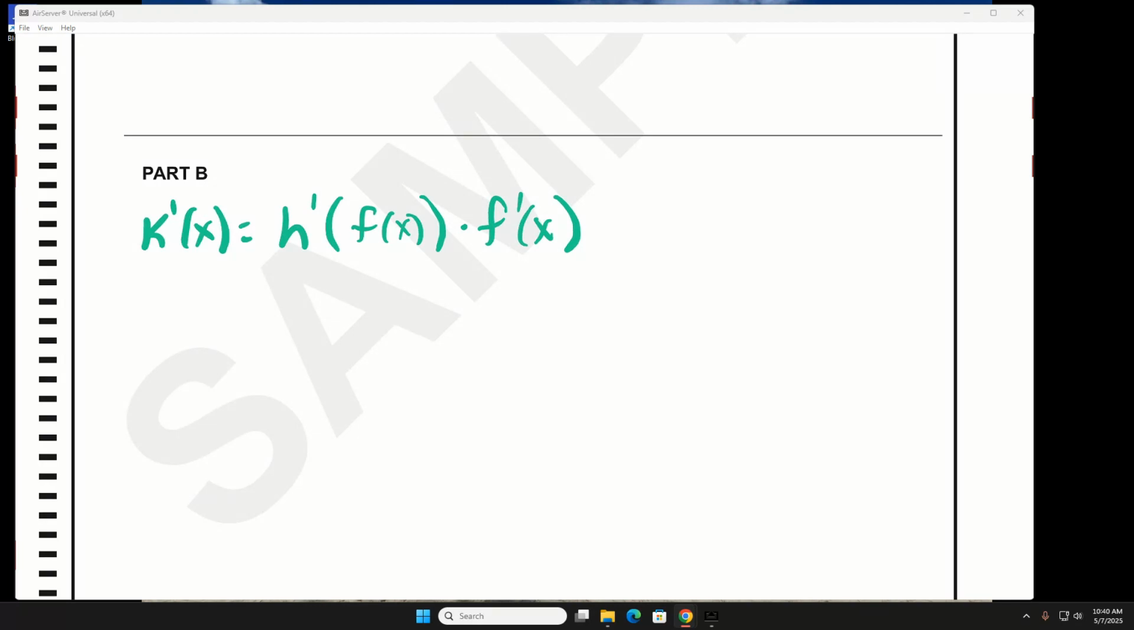So if you've been studying the flashcards, that's pretty much what the rule is for the chain rule. Except I think it's F and G instead of H and F. Okay, so you would get a point for that, and then we need to plug pi in for all of our x's.